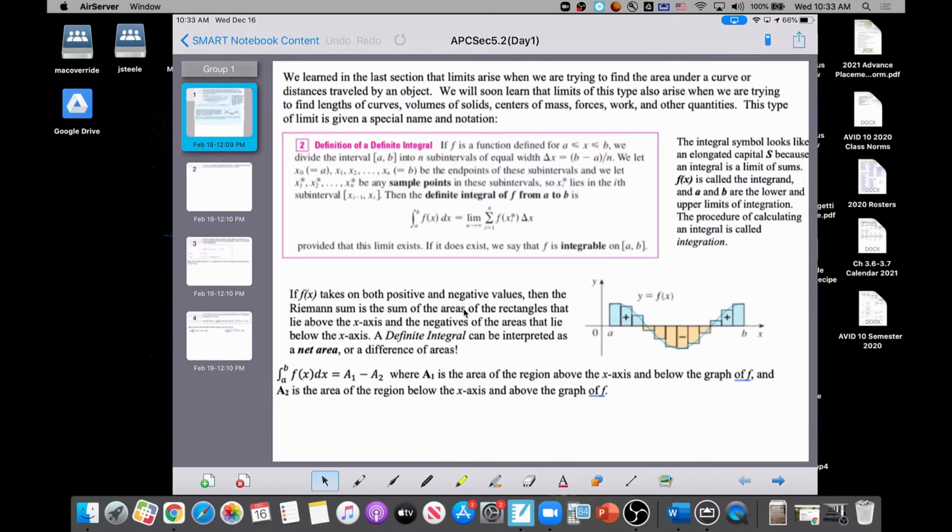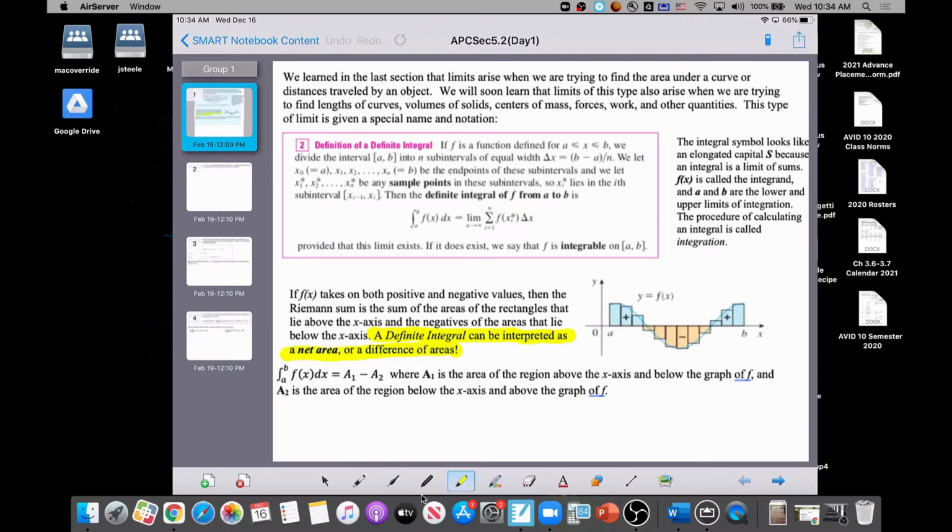Well, if our function takes on both positive and negative values, then the areas between the function and the x-axis above the x-axis would be positive, and the areas that we'd calculate between the function and the x-axis where the function is below the x-axis, the heights of your rectangles would have a negative value, and so those areas would be negative. And so basically the idea here is that a definite integral can be interpreted as a net area or a difference of areas.